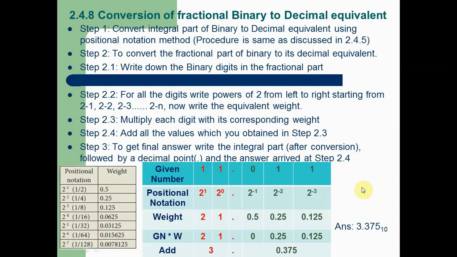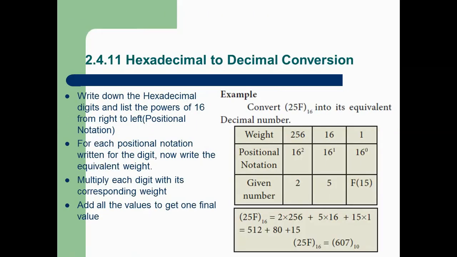Then we write the positional powers from right to left, and for each position write the digit. Now write the equivalent value for the positional value. So the weight value for 16 power 2 is 256, 16 power 1 is 16, 16 power 0 is 1. Then simply multiply the weight value with the given digit. So 256 into 2, 16 into 5, and then 1 into f.